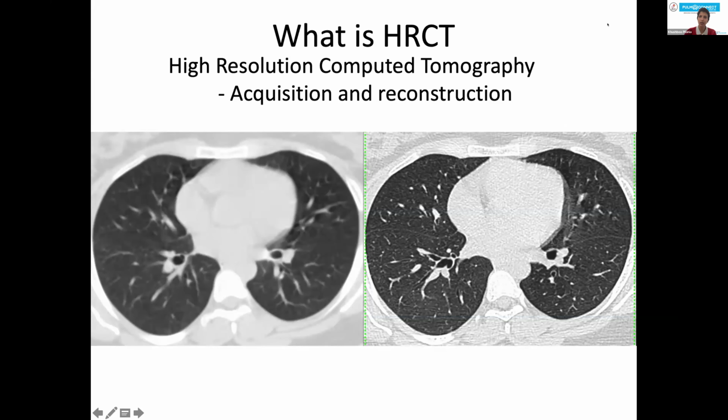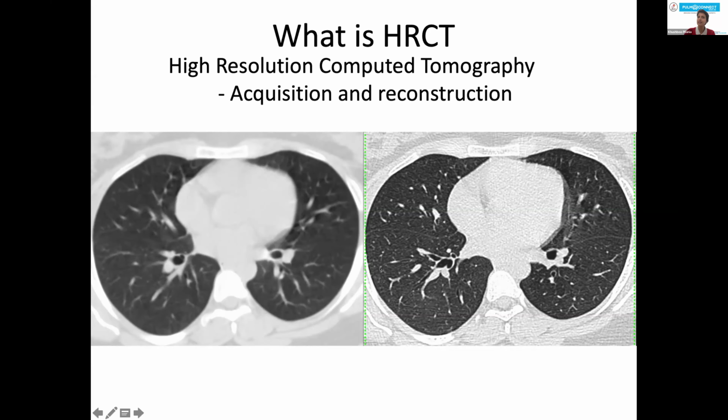Every time we talk about lungs, we talk about HRCT. HRCT is nothing but a high resolution CT scan where the acquisition is the same. It is just a reconstruction, especially in the current era. In earlier days, when we did not have helical scans, HRCT used to be an acquisition, whereas now it is just a reconstruction. The difference is very clear from these two images. The image on the right is a normal CT scan, while that on the left is an HRCT.